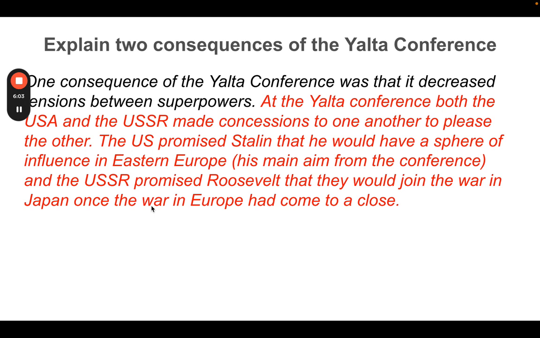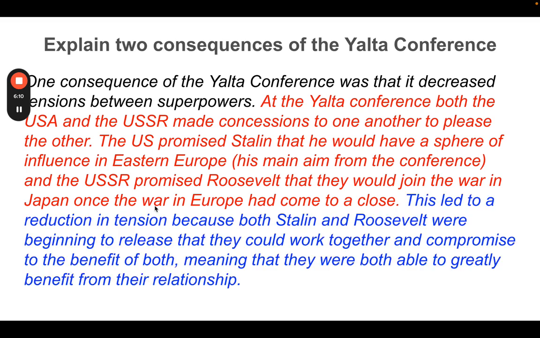And then finally, I just need to explain how that is a consequence of the Yalta Conference. So this led to a reduction in tensions, restating the consequence there, because both Stalin and Roosevelt were beginning to realize they could work together and compromise to the benefit of both, meaning that they were both able to greatly benefit from their relationship. So once again, this section in blue, the explain, is all going towards justifying why this led to a reduction in tensions.